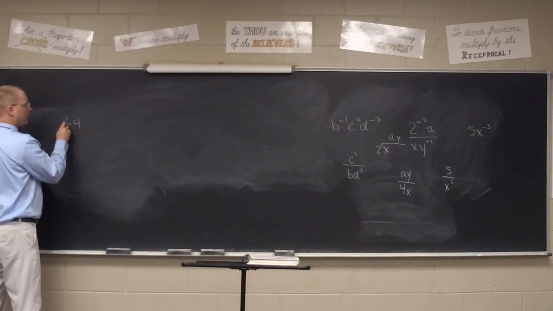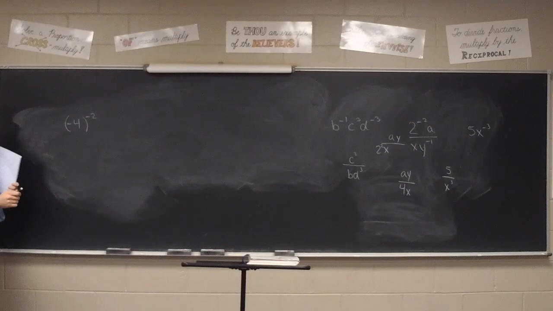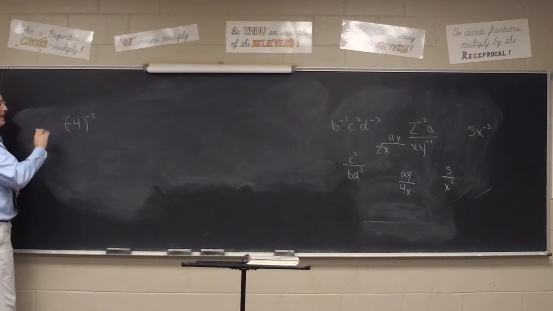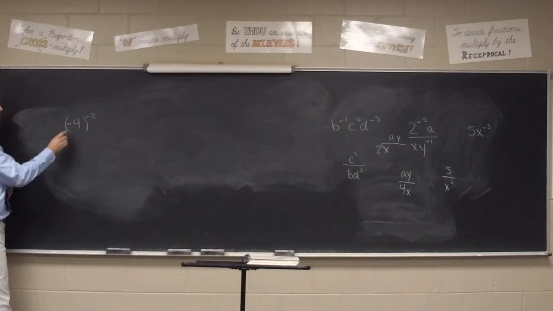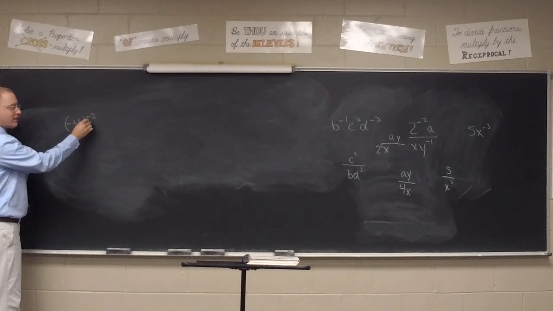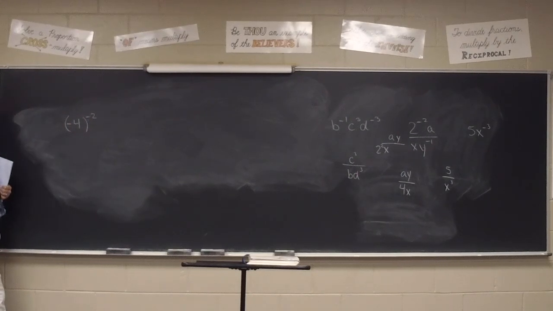Negative 4 to the negative second power. Write this down if you would. Here, some students fall into the trap of saying, ooh, negative and negative, they have nothing to do with each other. This right here means greater than 0 or less than 0. In this case, obviously less than 0. All a negative exponent means, class, is reciprocal.